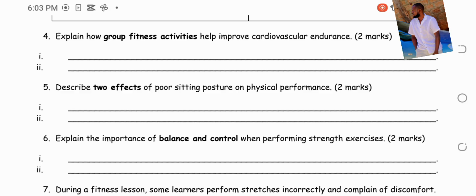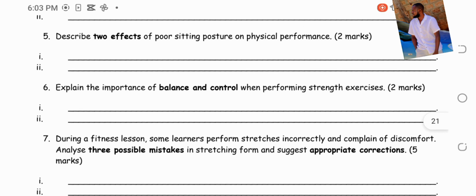Then number 6, explain the importance of balance and control when performing strength exercises. Importance of balance and control: number 1, it prevents injury and also improves technique.